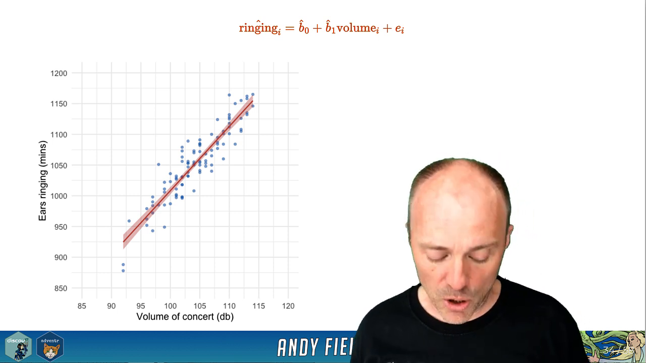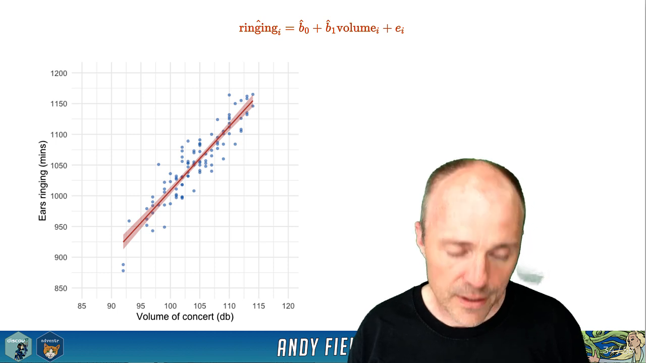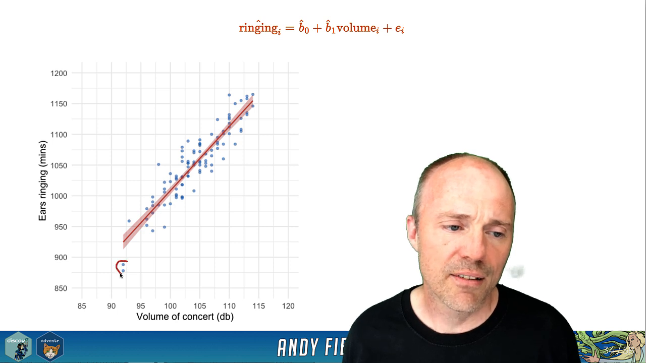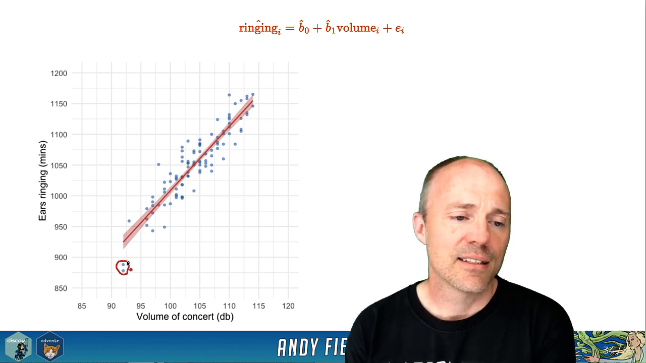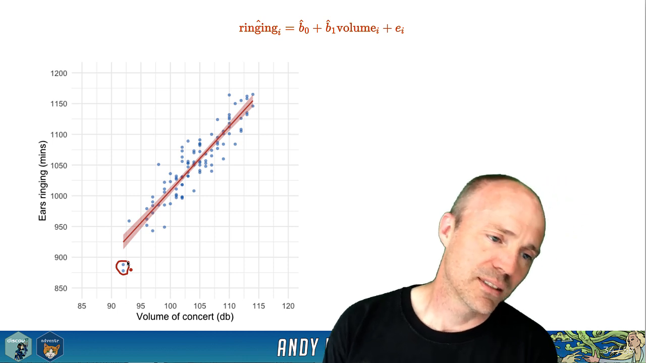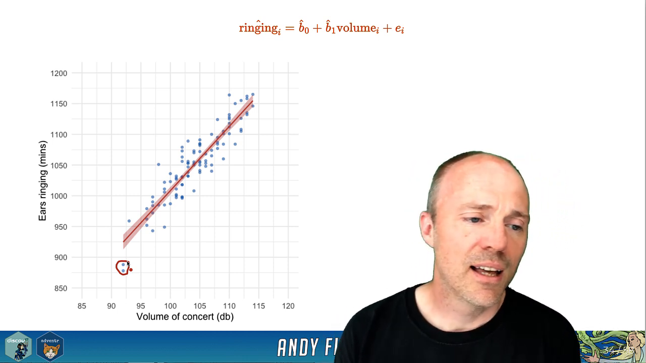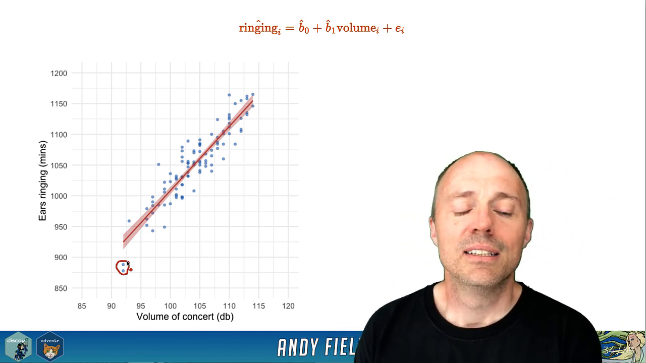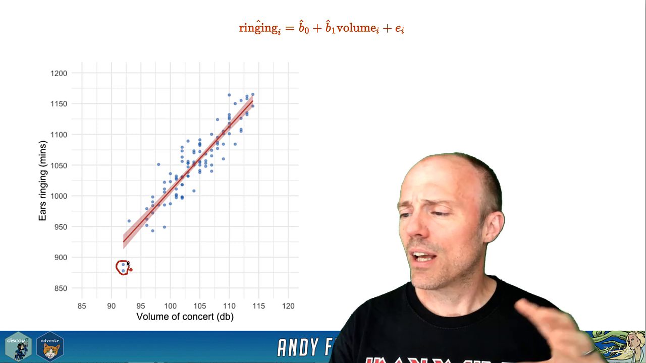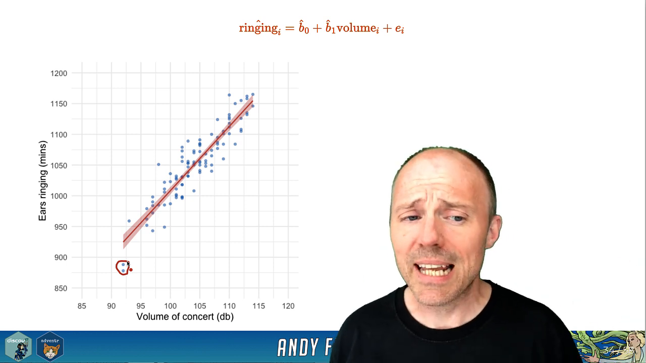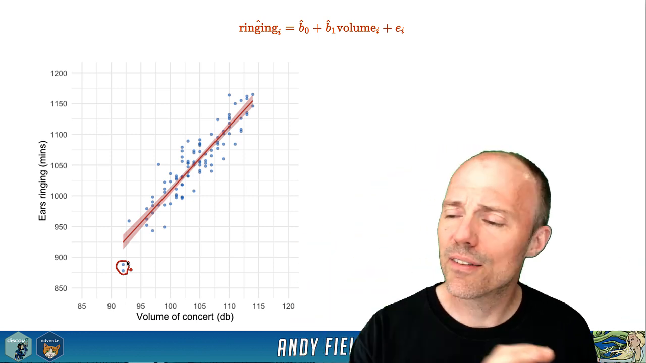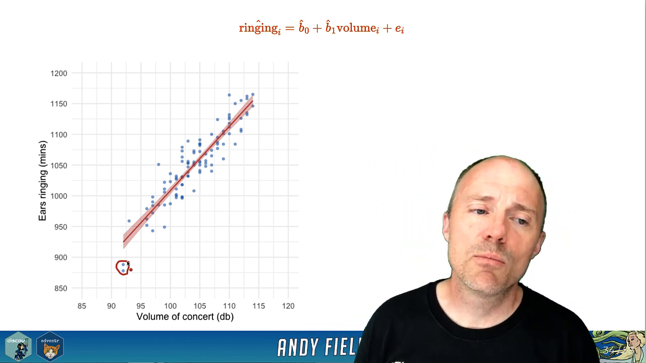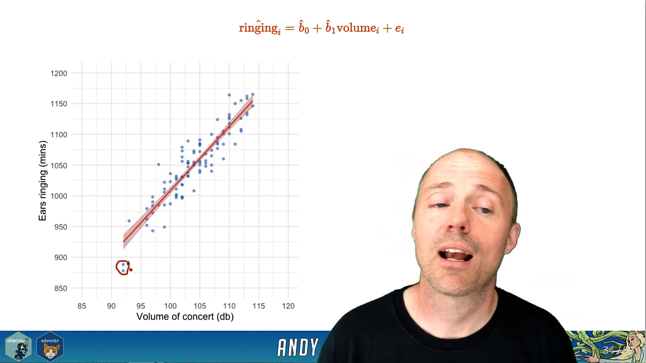And we could plot these. So we've got a load of data points, all representing people. Down here we've got 2 people, and the volume of their concert was about 92 decibels, and their ears were ringing for, I don't know, like 860 minutes or thereabouts. You could look at everyone's data and then estimate the line that best represents that cloud of data. So the linear model that we're fitting is that red line going through the cloud of data.